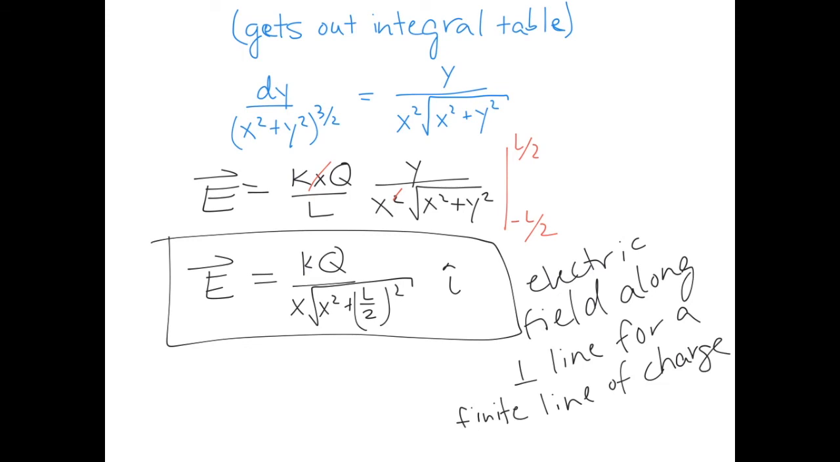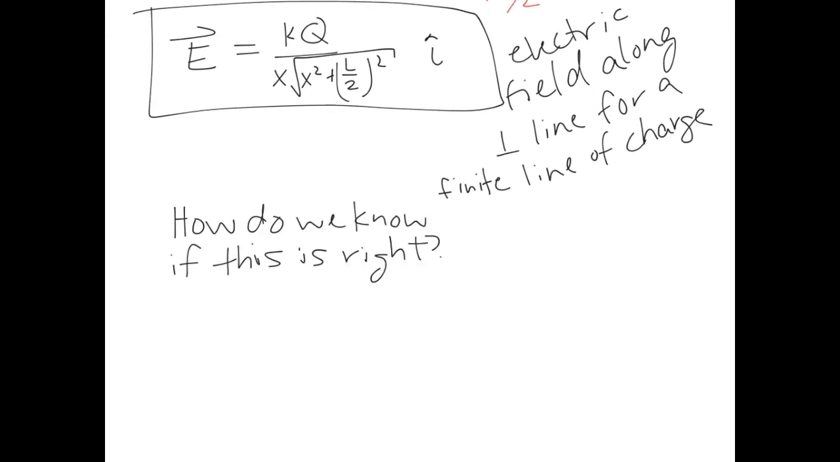How do we know if this is right? You will especially want to know that when this comes up on a test. So first we should look at units. The electric field for a point charge is kq over r squared. And in our electric field equation, we've got a k and a q on top. And if you look on the bottom, we have a distance times another distance, like x squared plus L over 2 squared square rooted has units of distance. So we're good on units.